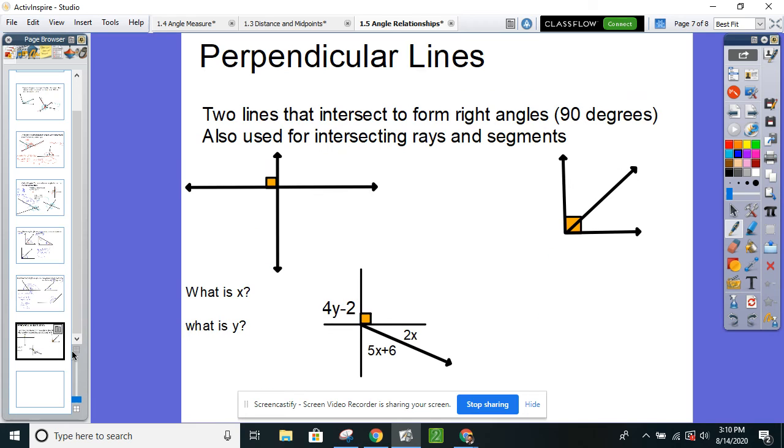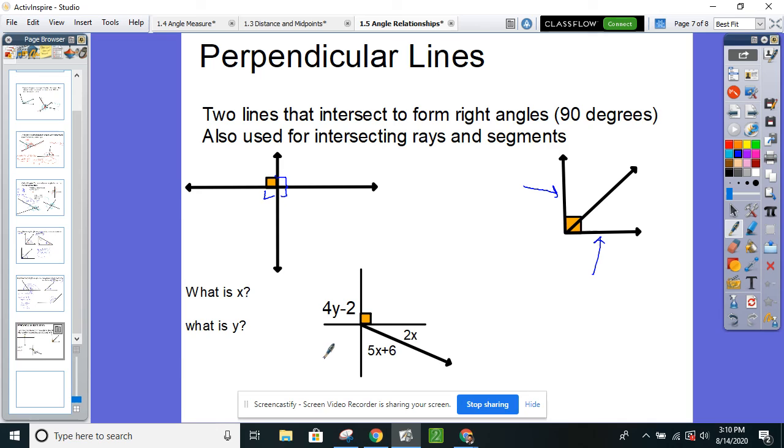Our last thing we're going to talk about today is perpendicular lines. Very similar to intersecting in the sense that there's two lines that intersect, but they have one more specific thing. Not only do they intersect, they also form 90 degrees at the point of intersection. So these are just intersecting lines. These two are perpendicular lines because they make the 90-degree angle. This is just an intersecting line that intersects those. These two are a perfect example of perpendicular lines: two lines that cross each other and make right angles.